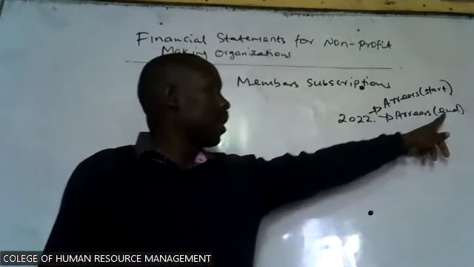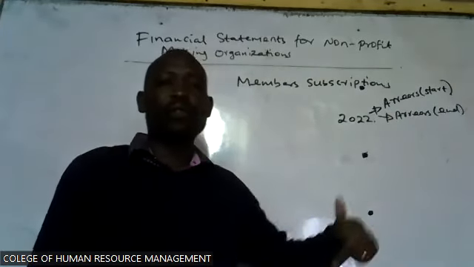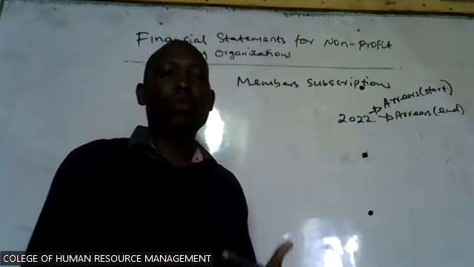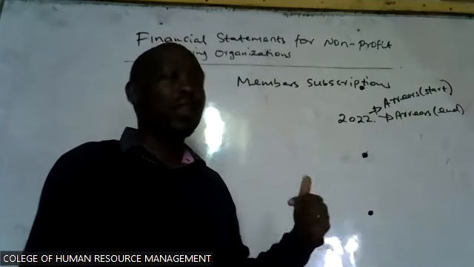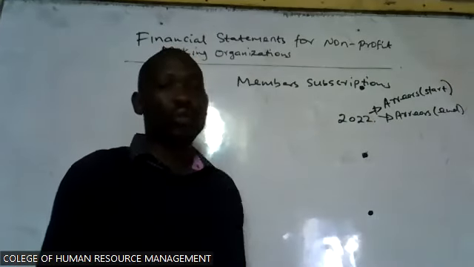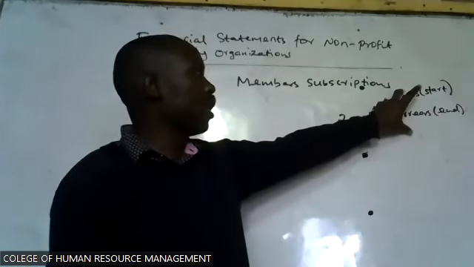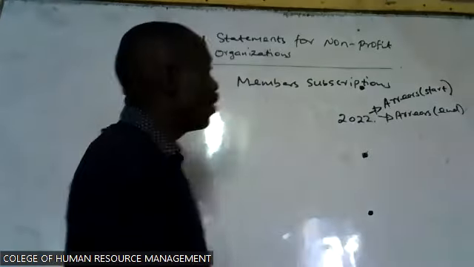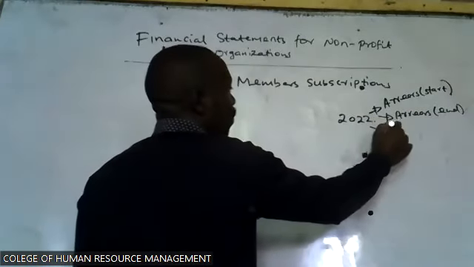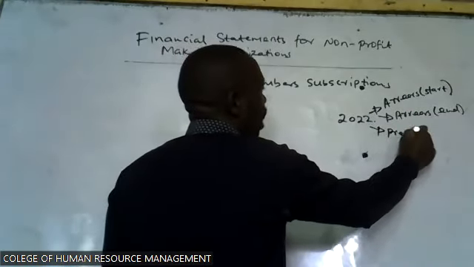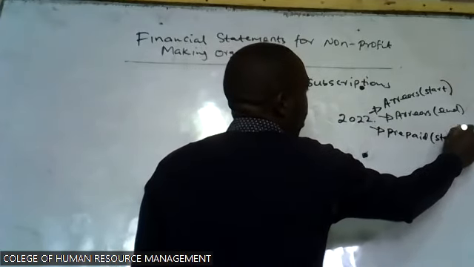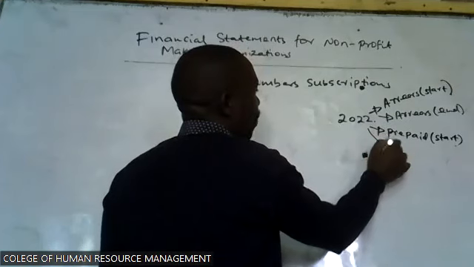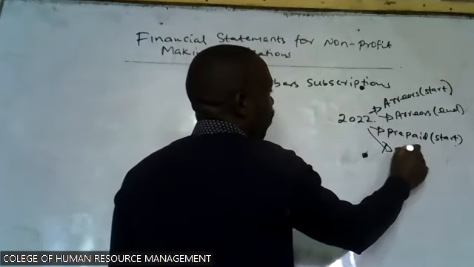Arrears at end simply means that this year 2022, by the time we are closing it, some members have not cleared or updated their records for 2022. That is on the issue of accruals. On the same note, we can have prepayments whereby we are going to have prepaid at the start of the year and a prepayment at the end of the year.